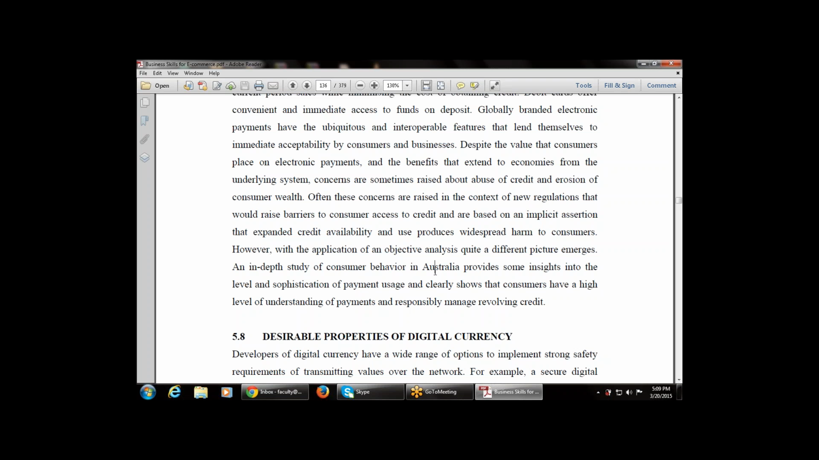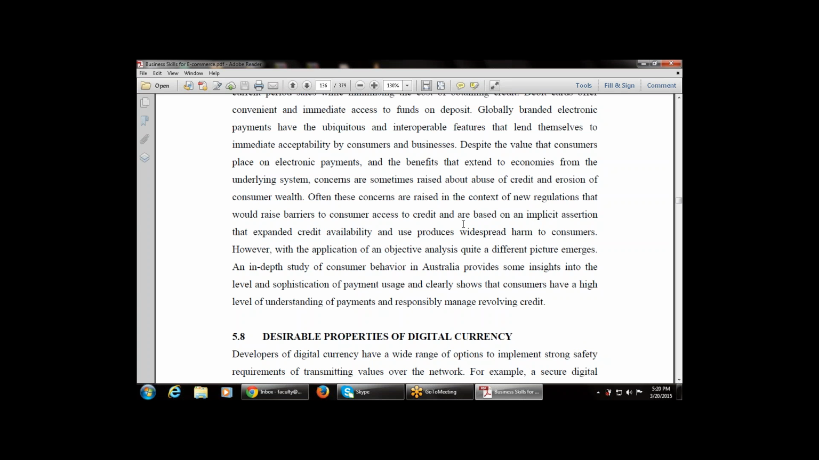So let's take a break first of all, then move to this topic, the desirable properties of digital signature. So let's take a break first of all. So, come back from the break. Now let's start the session again.